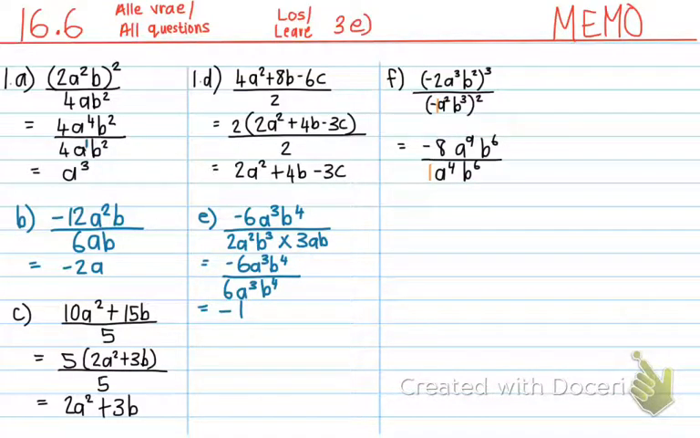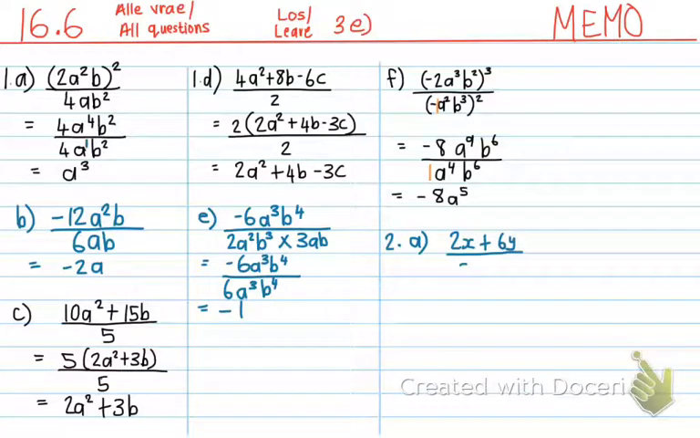Right, now I'm going to divide. Negative 8 divided by 1 is just negative 8. Now I'm going to subtract the exponents because I'm dividing. 9 minus 4 is a to the power 5, and the b's cancel out. So that's the answer.